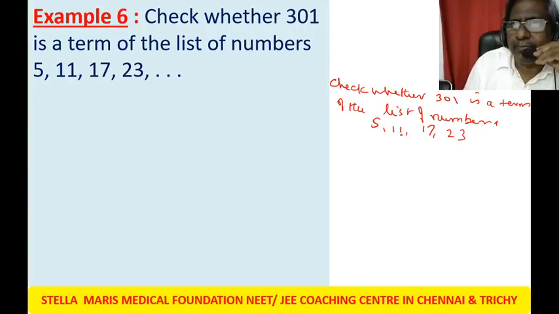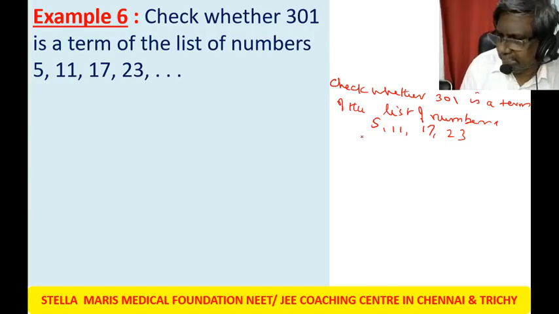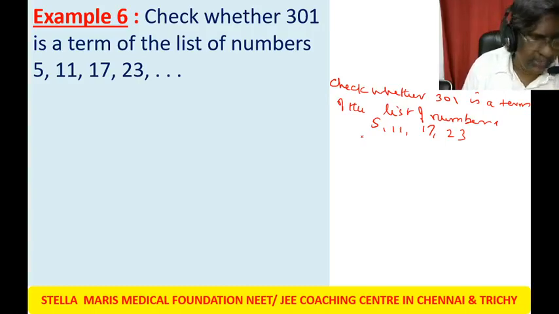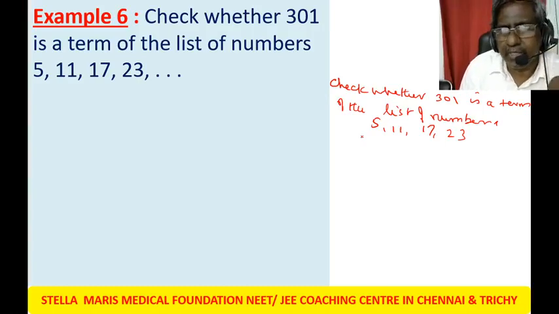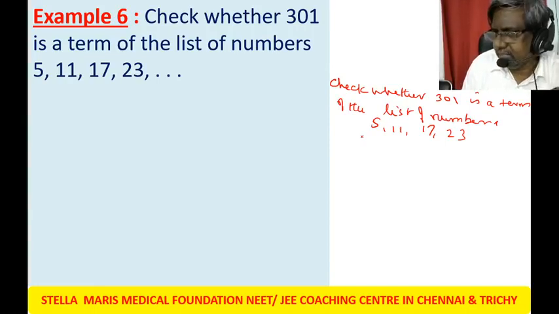See, this problem, you know what they're saying? They have given one number, 301. You have to check whether it is in this series 5, 11, 17, and tell whether this 301 is in this list. Clear? If 301 is in this list, then n should be a positive integer. That is the rule.